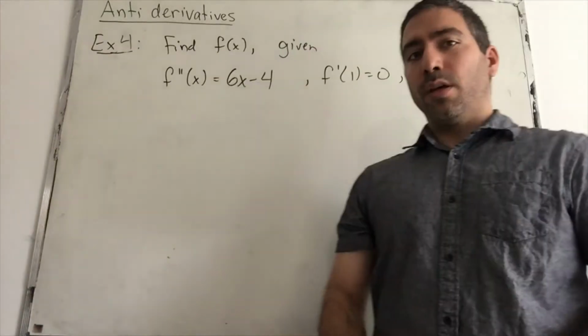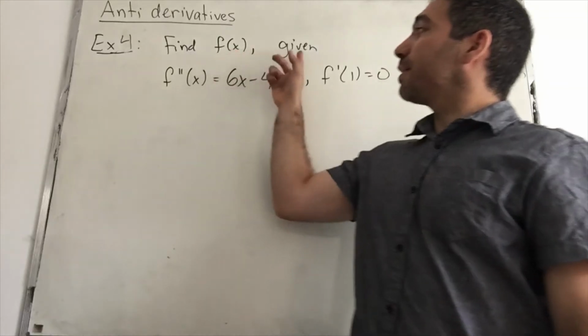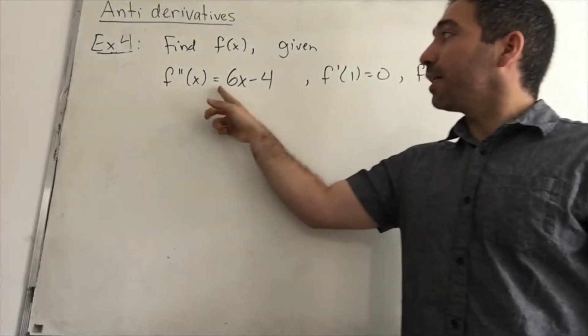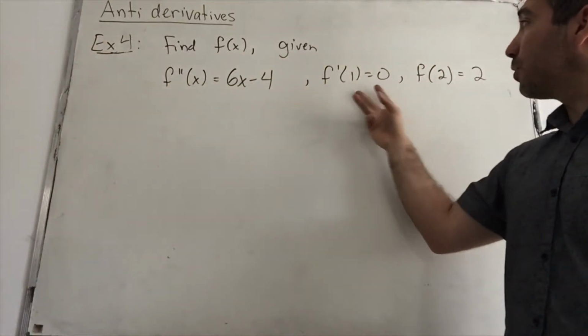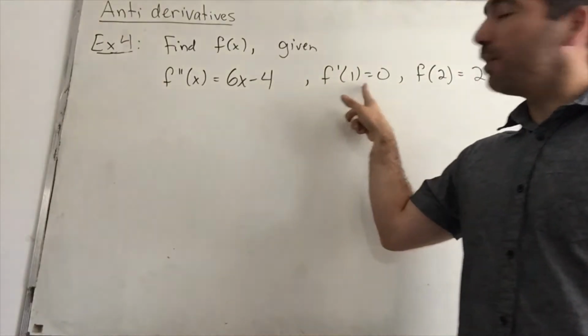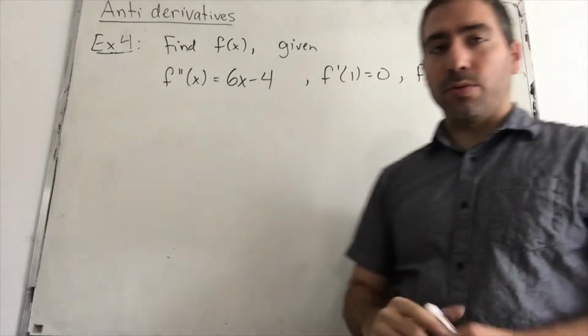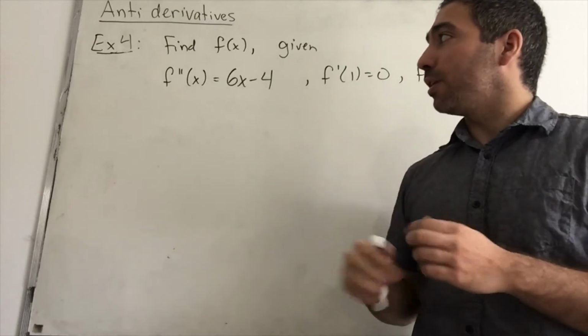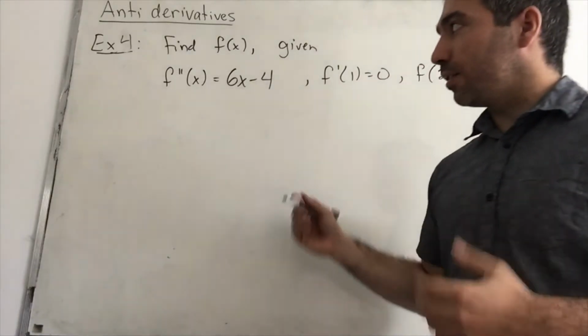Let's keep practicing. So in the next example, we have to find f of x given the second derivative f double prime of x is equal to 6x minus 4, and they give us two initial conditions. They tell us that f prime of 1 equals 0, and they tell us that f of 2 equals 2. So we have to go find the original function, having been given the second derivative.